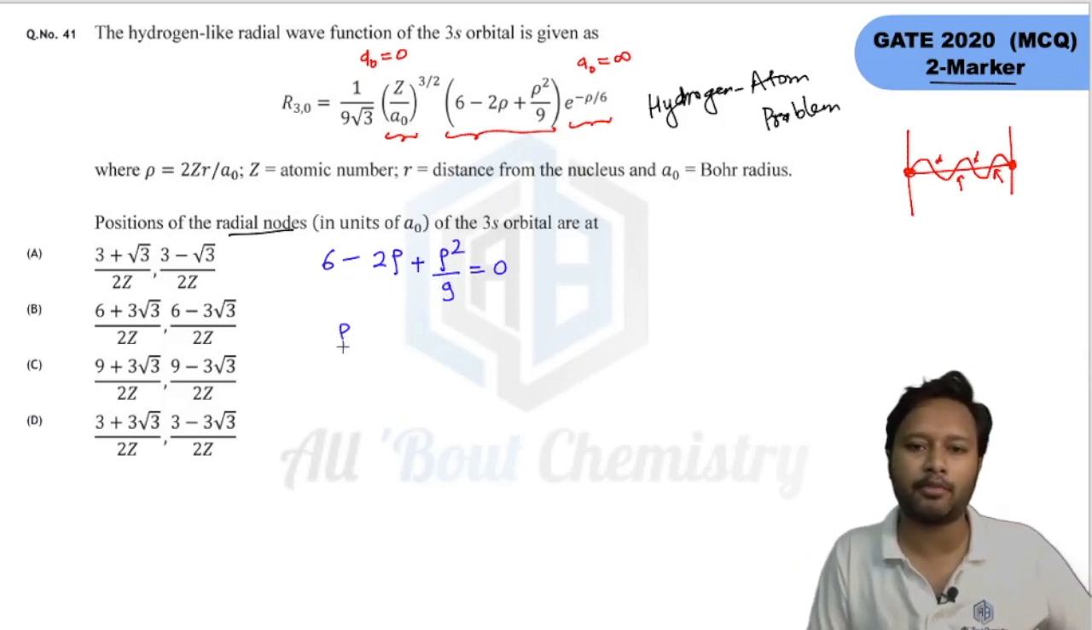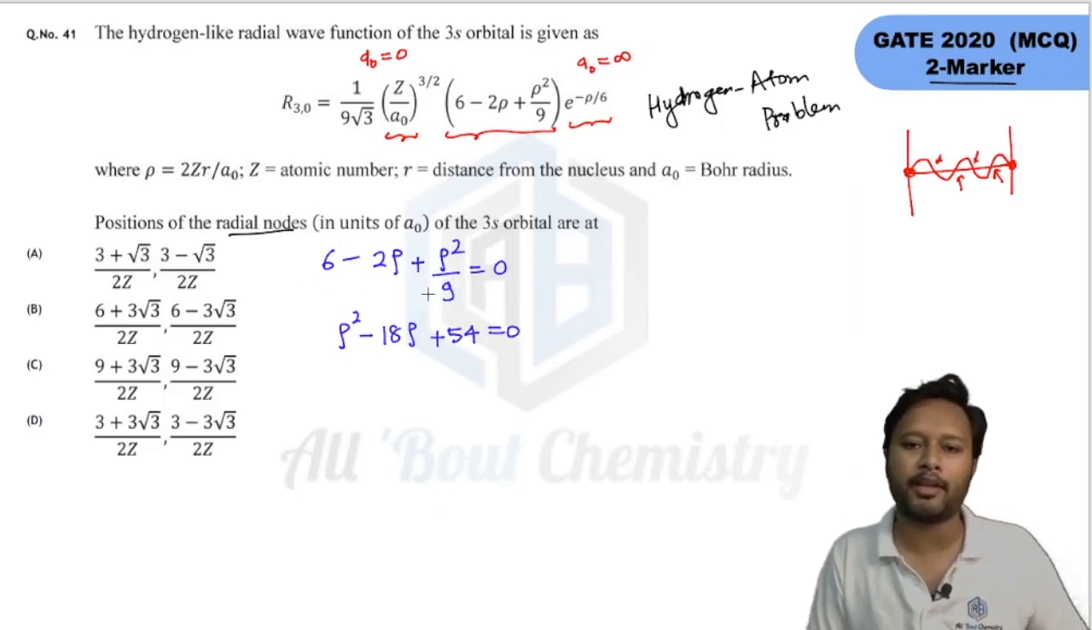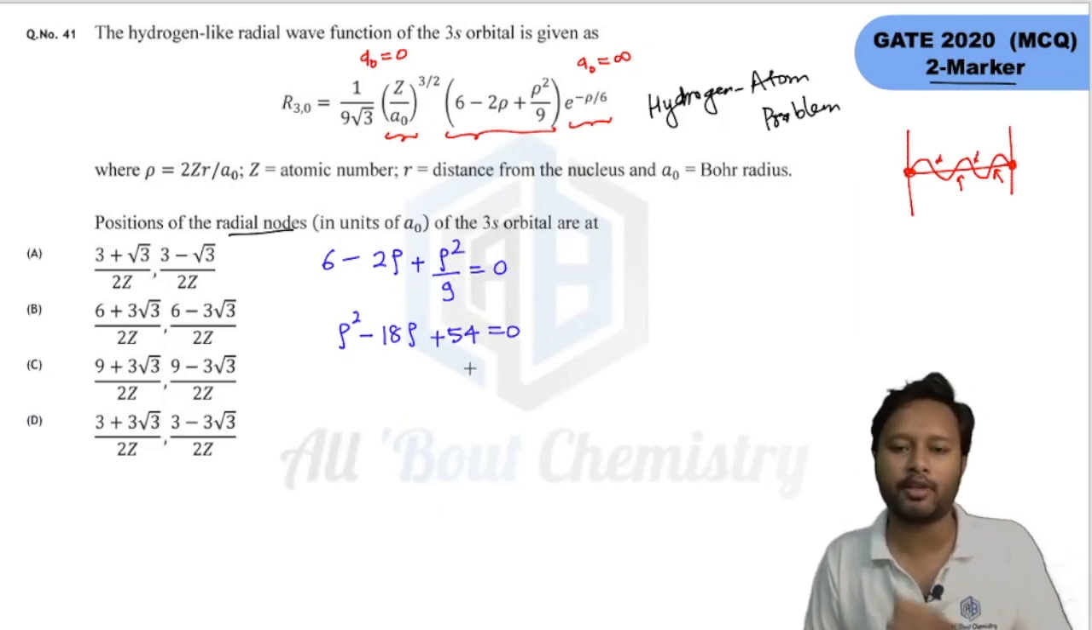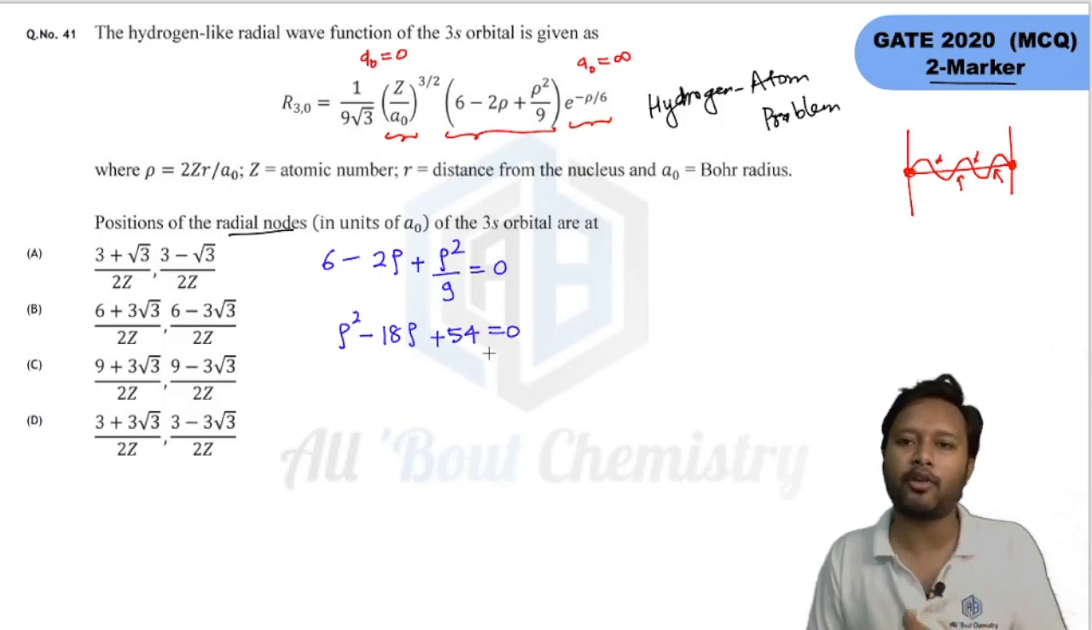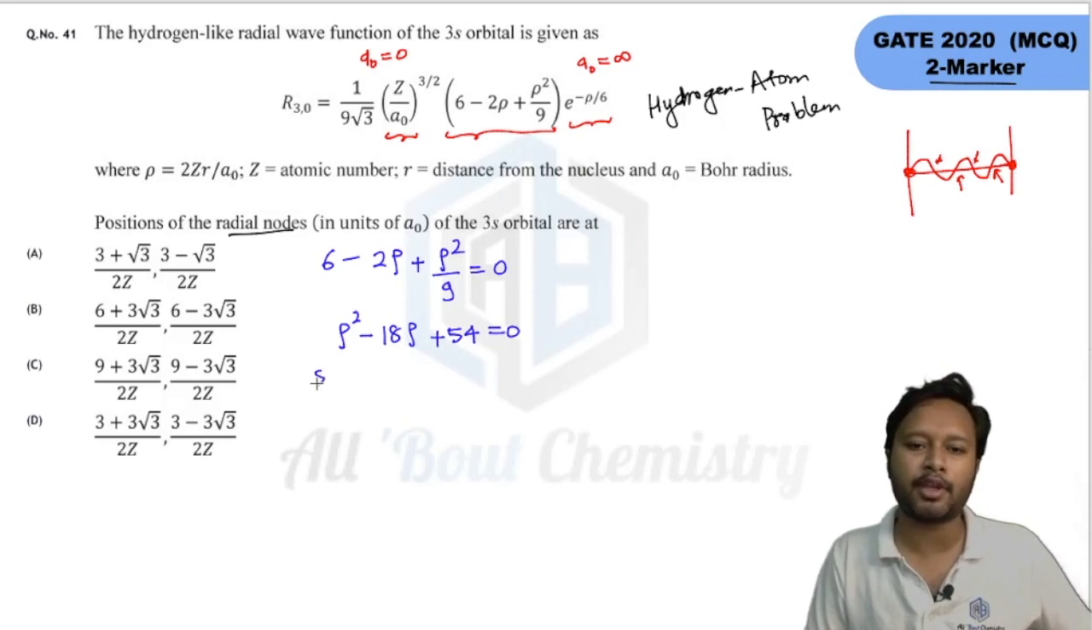So this will become rho square minus 18 rho plus 9 times 6, which is 54, equals 0. This is what you will get if you take the LCM and multiply the 9 to the other side. Now this particular one is a quadratic equation, and the roots of a quadratic equation can be calculated using the SD formula that you might have studied in class 9th.